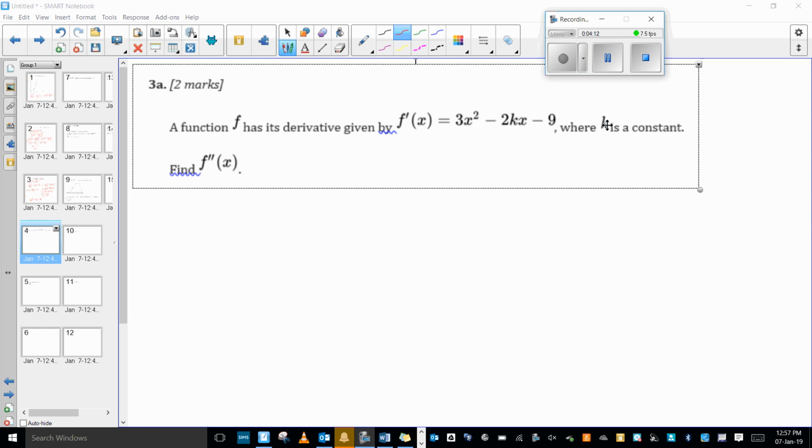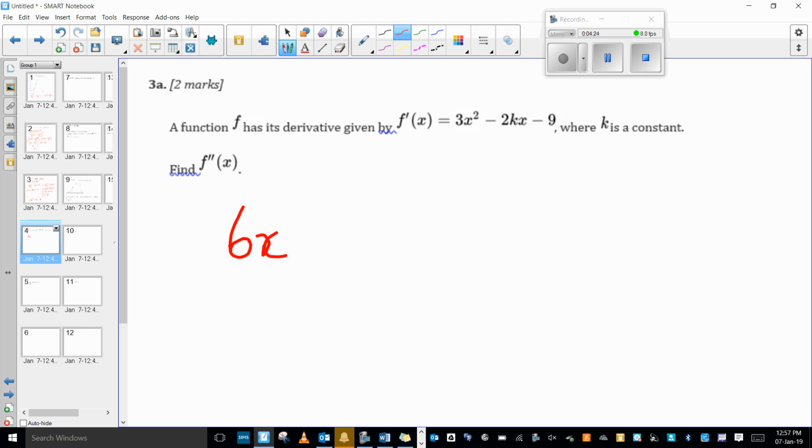Alright, so they've given us the first derivative, and they want us to find the second derivative. So we're just differentiating. You've got to remember what you're doing. The power comes in front, so that's 6x, and we take 1 off the power, minus 2k. And then obviously the -9 drops. If it's just x, it's just whatever is in front of it. So that was the minus 2k.